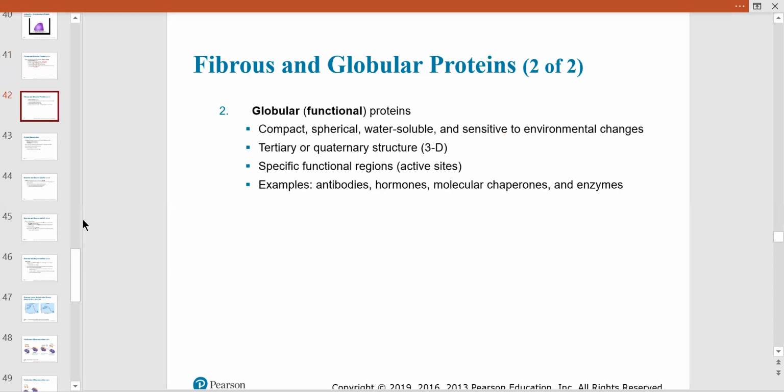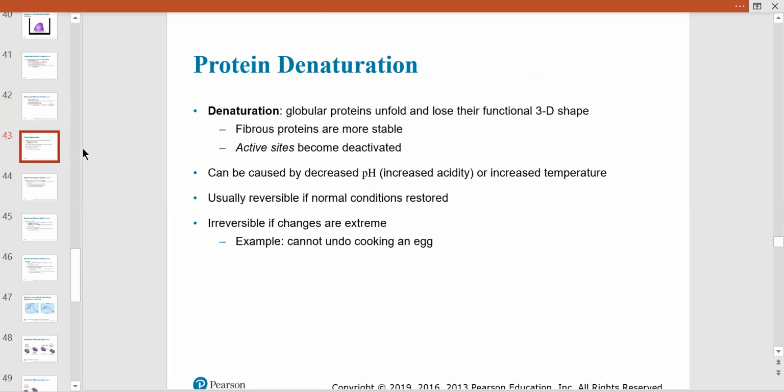So here are your globular proteins. Not only antibodies, but the protein hormones, like insulin again, and growth hormone, anything that's not a lipid hormone. And they're mostly tertiary structures, very specific. Okay, you don't have to worry about molecular chaperones, but enzymes, that's really important. Enzymes are very specific. The structure is extremely important.